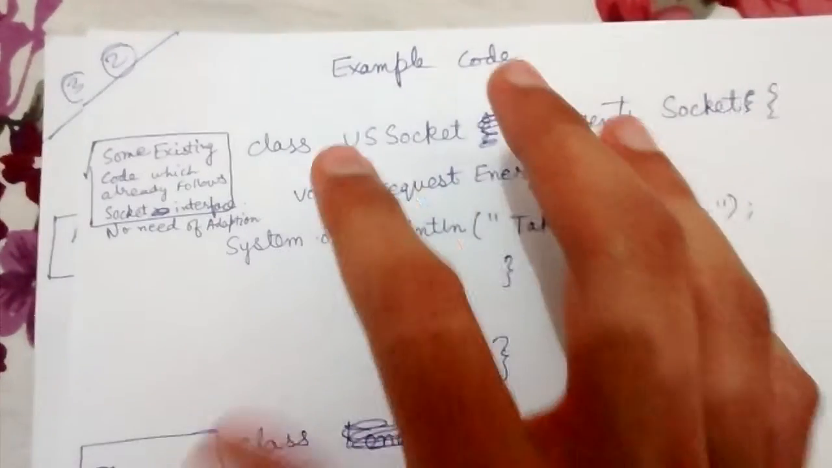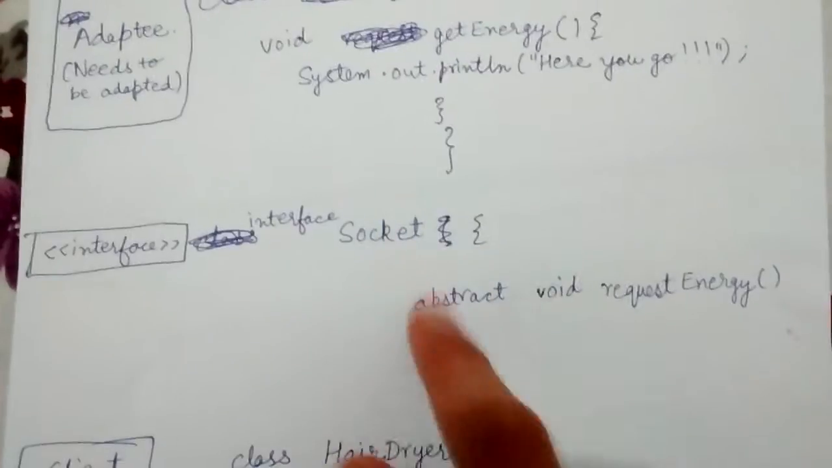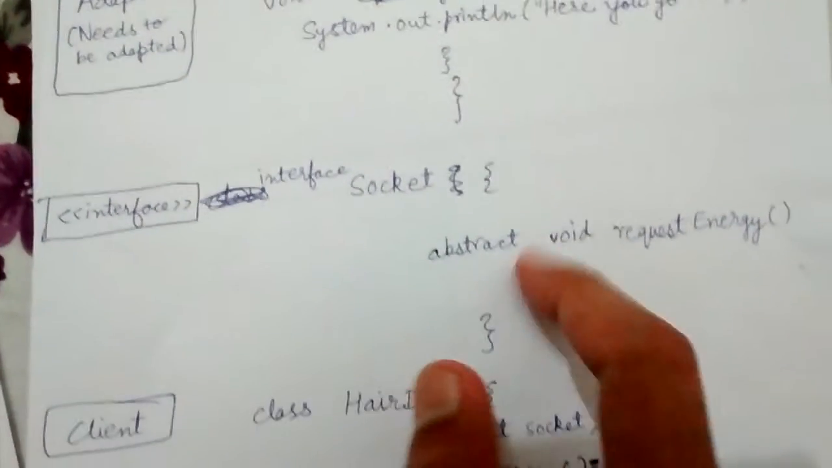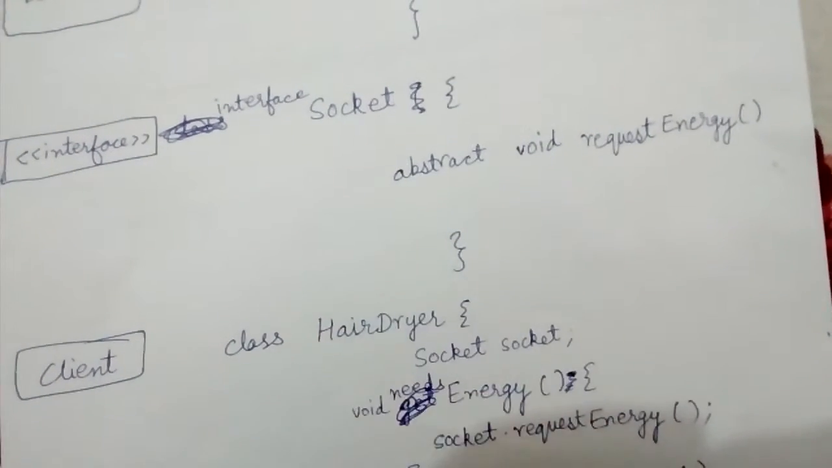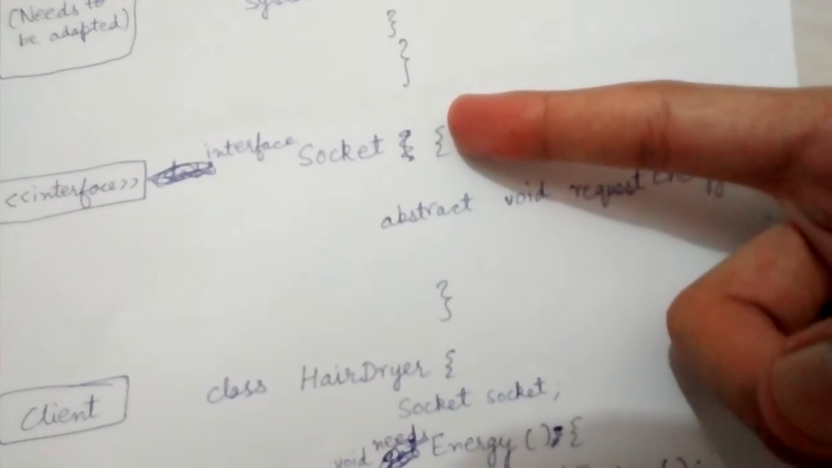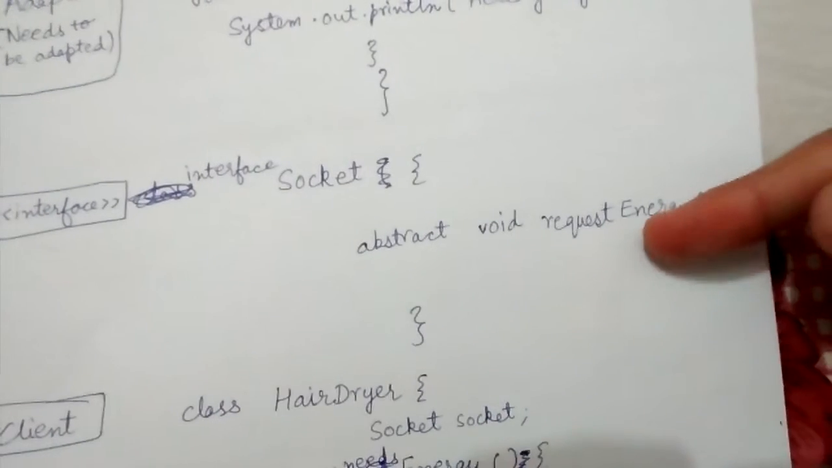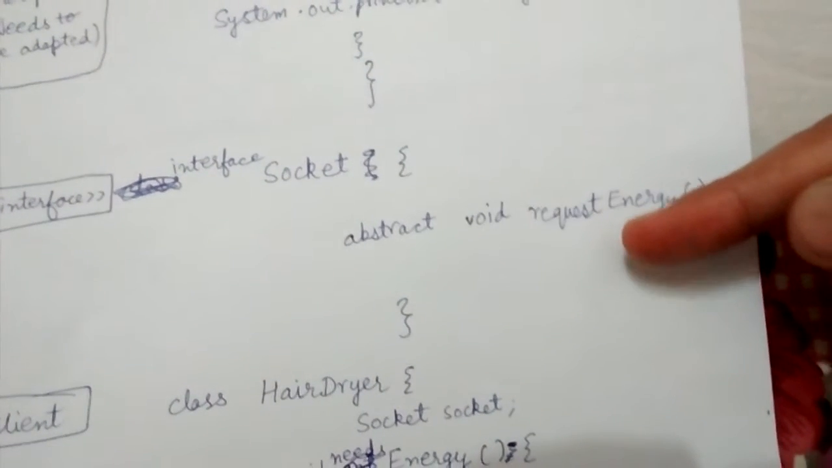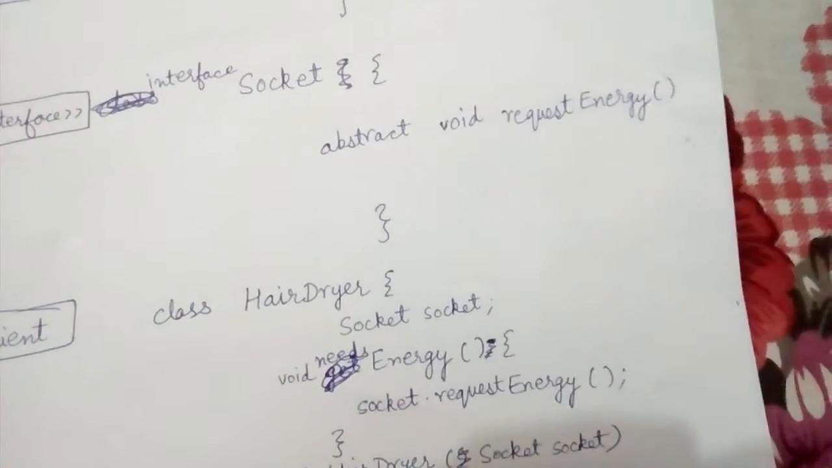Let's say our client is living in the US, so he is using this socket interface. He has a hairdryer which fits in this US type of socket. Our US socket is extending this socket interface, and it's implementing this request energy method, and our client hairdryer is familiar with this request energy method.